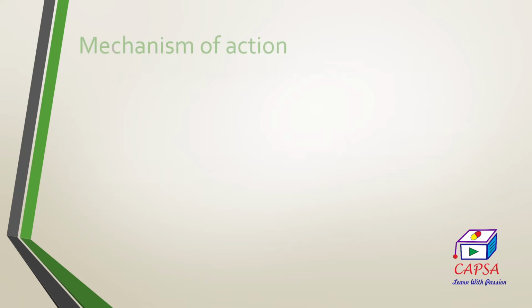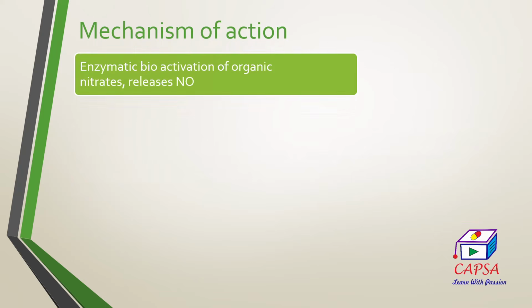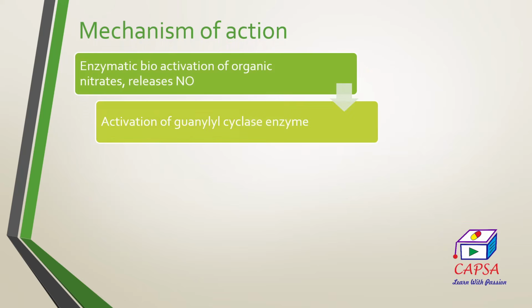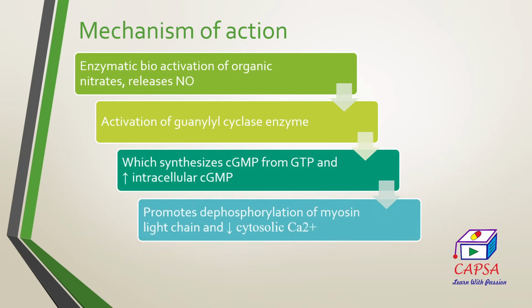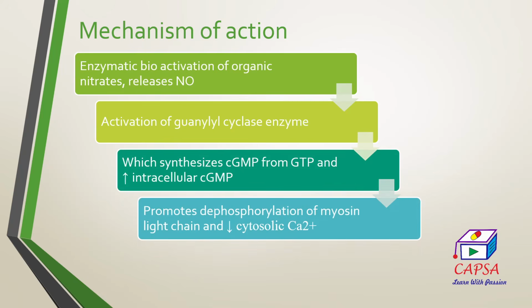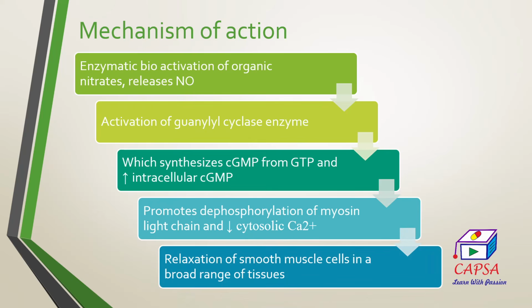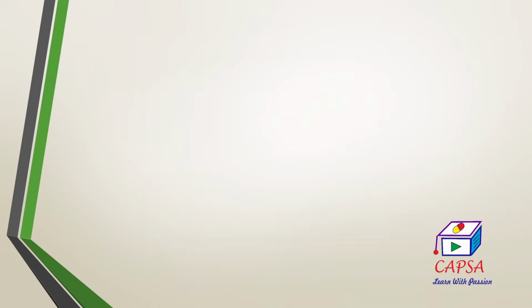Okay, coming to the mechanism of action. After the enzymatic bioactivation of organic nitrates, it releases nitric oxide, which activates the guanylyl cyclase enzyme. This enzyme synthesizes cyclic GMP or guanosine monophosphate from GTP or guanosine triphosphate and increases intracellular cyclic GMP level, which promotes dephosphorylation of myosin light chain kinase and decreased cytosolic calcium 2+. As a result, relaxation of smooth muscle cells in a broad range of tissues.